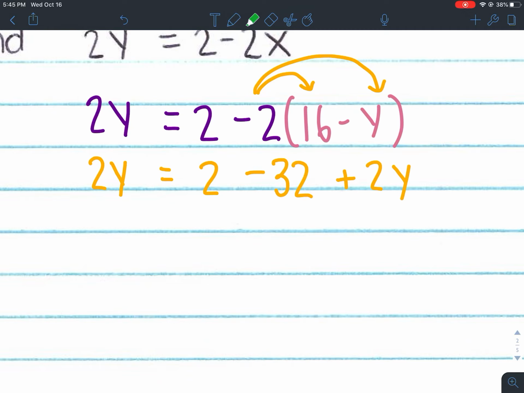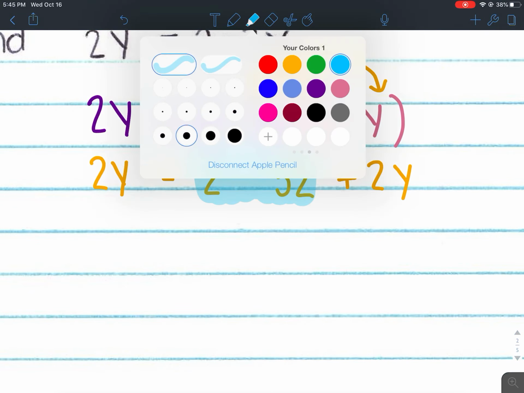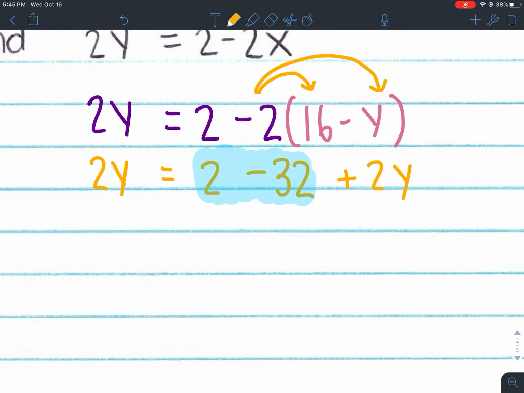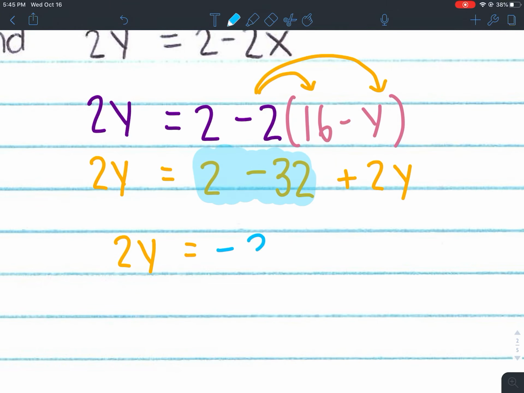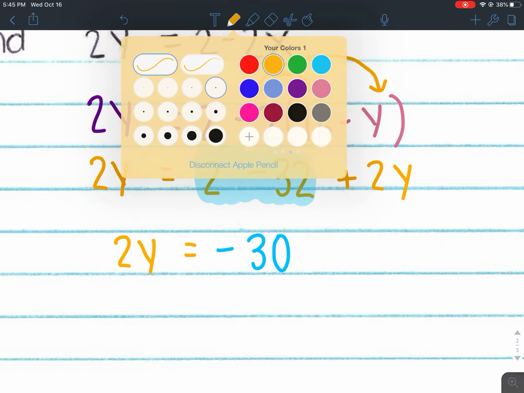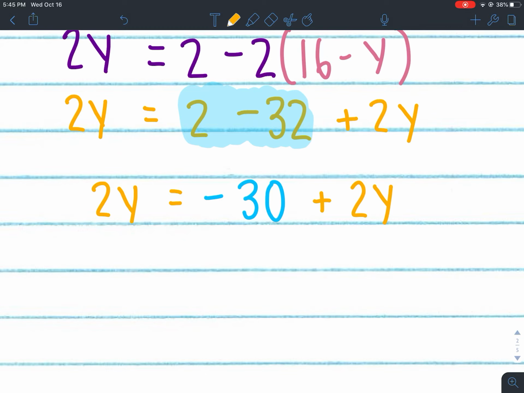And then I always want to check for any like terms. And I do have some like terms. I have 2 minus 32. Oh, I'm not going to do green, actually, because I used green earlier. So 2 minus 32. So 2y equals, well, 2 minus 32 is going to be negative 30. And then I have plus 2y.